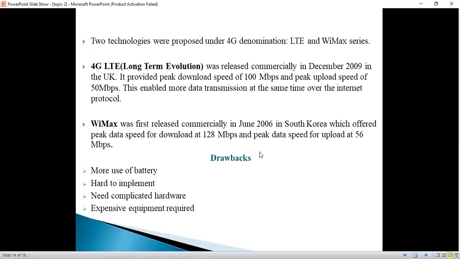4G, the technologies proposed in 4G are LTE, that is Long Term Evolution, and WiMAX. In these technologies, you can see they are giving more speed than the previous generation. They use more battery and are hard to implement. Of course they are hard to implement.